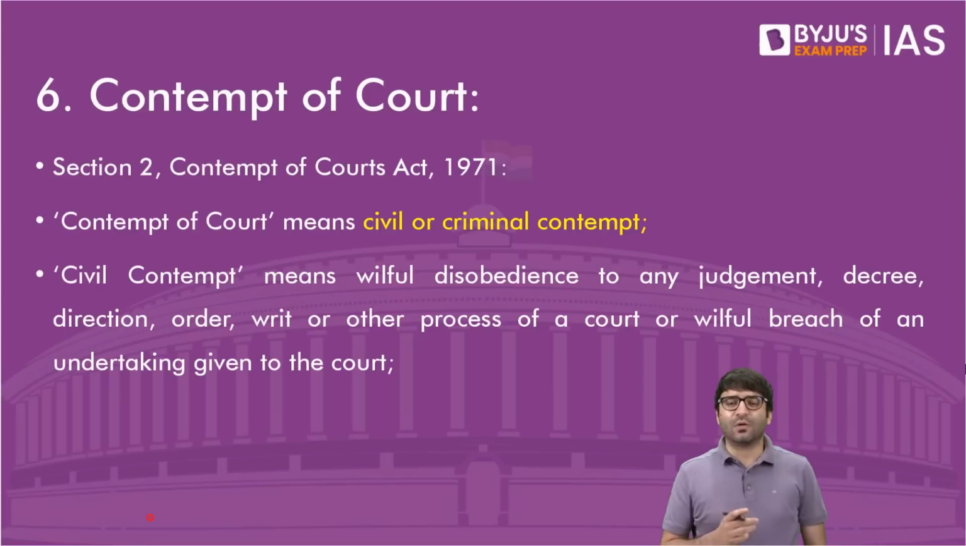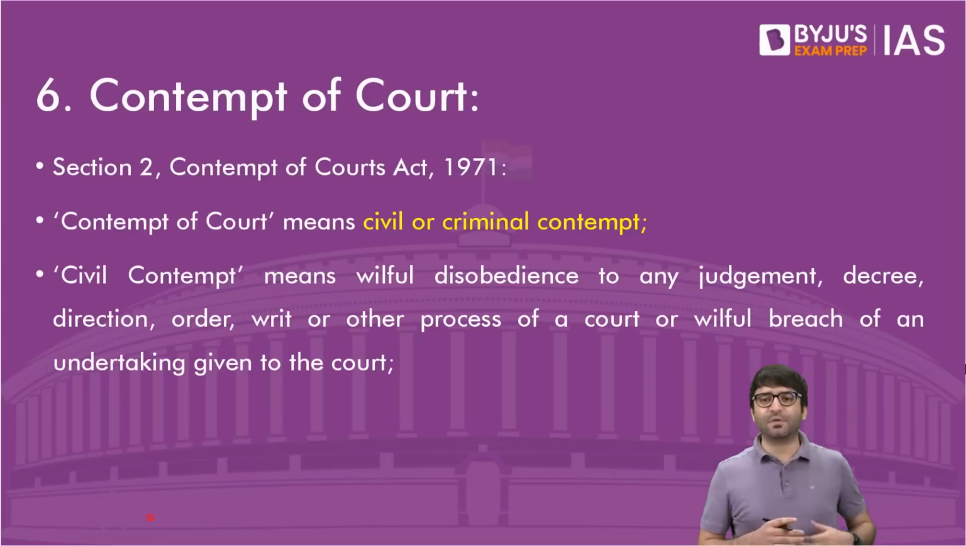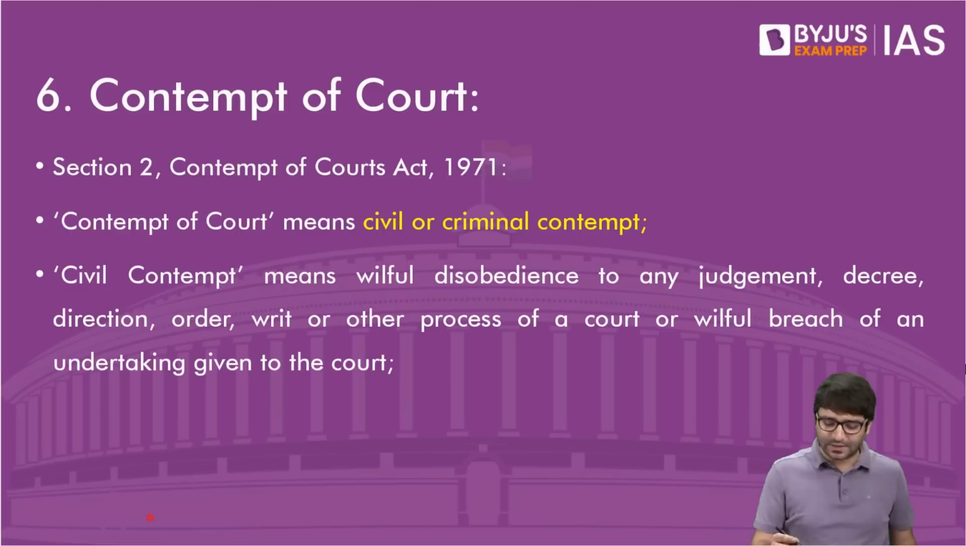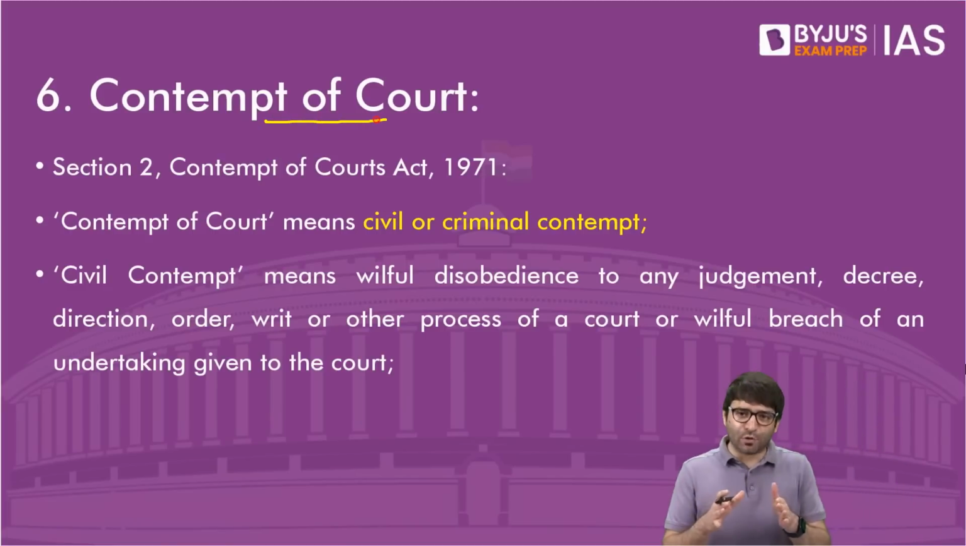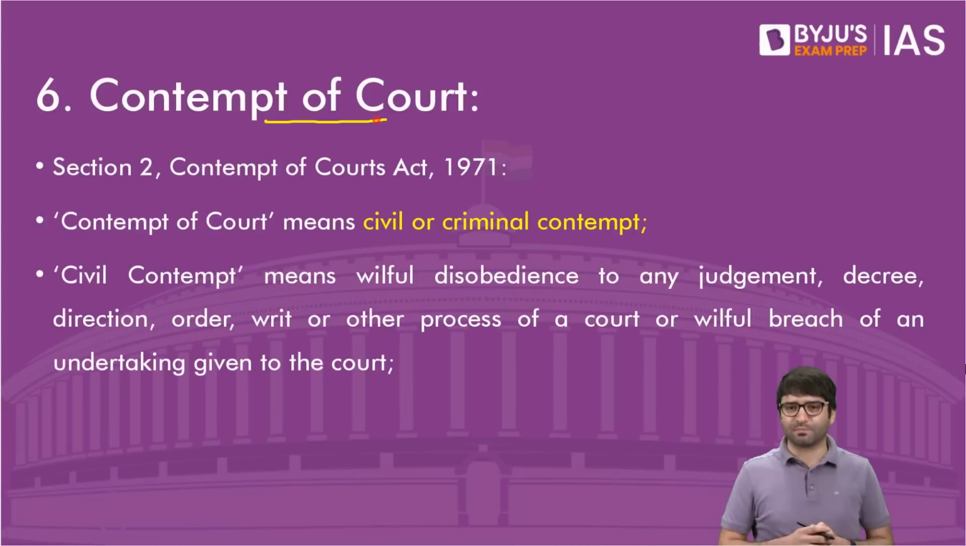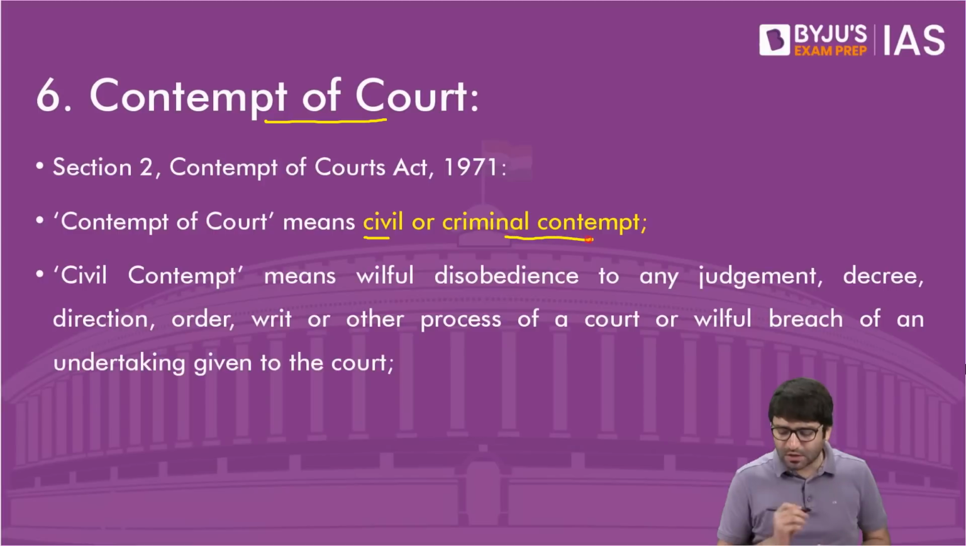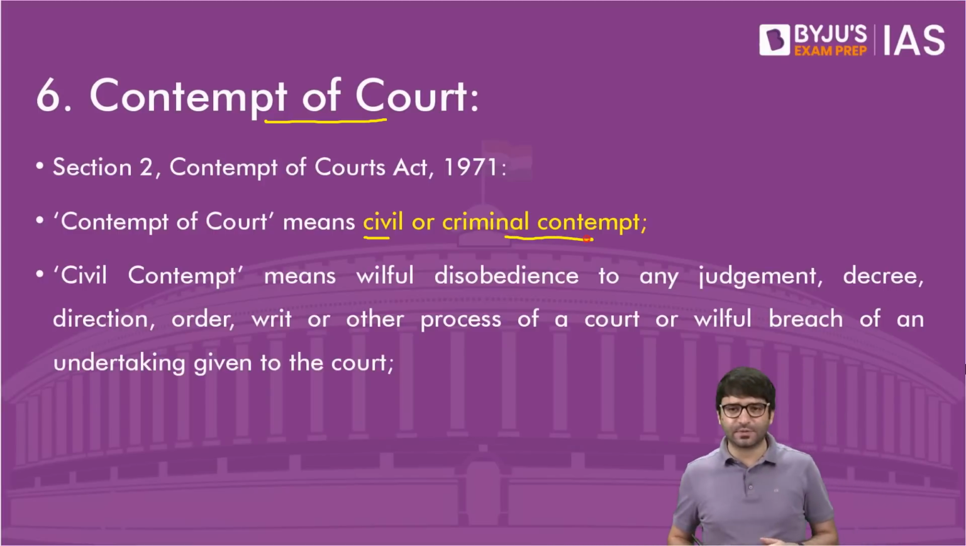The sixth ground on the basis of which your freedom of speech and expression can be restricted is contempt of court. Contempt of court can be broadly divided into two categories or two forms. One is civil contempt, the other is criminal contempt. What is a civil contempt?